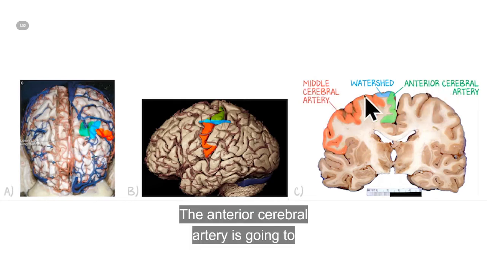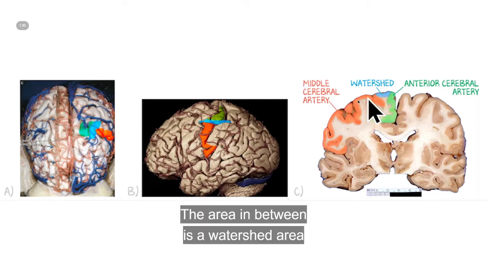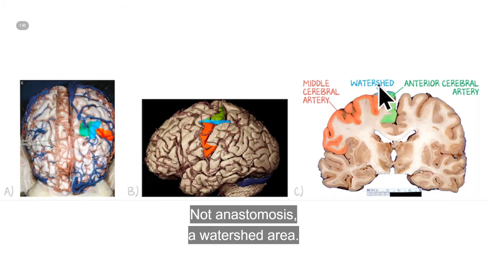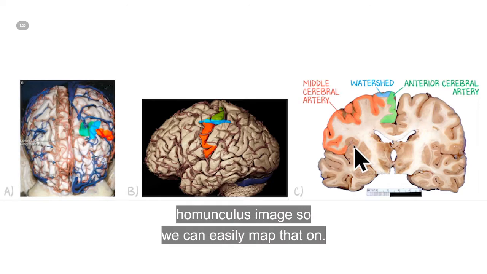The anterior cerebral artery is going to take care of the legs and feet. The area in between is a watershed area shared by these two arteries. Not anastomosis, a watershed area, so the most vulnerable to hypotension. This coronal slice corresponds to that homunculus image, so you can easily map that on.